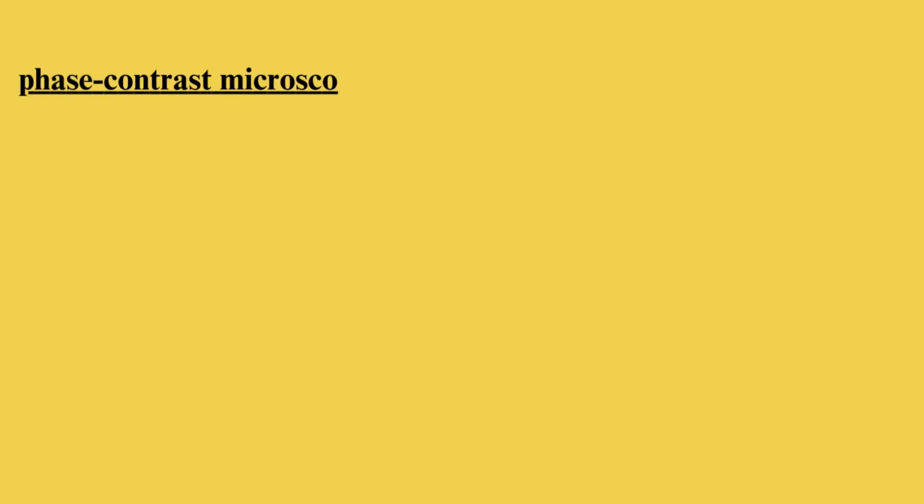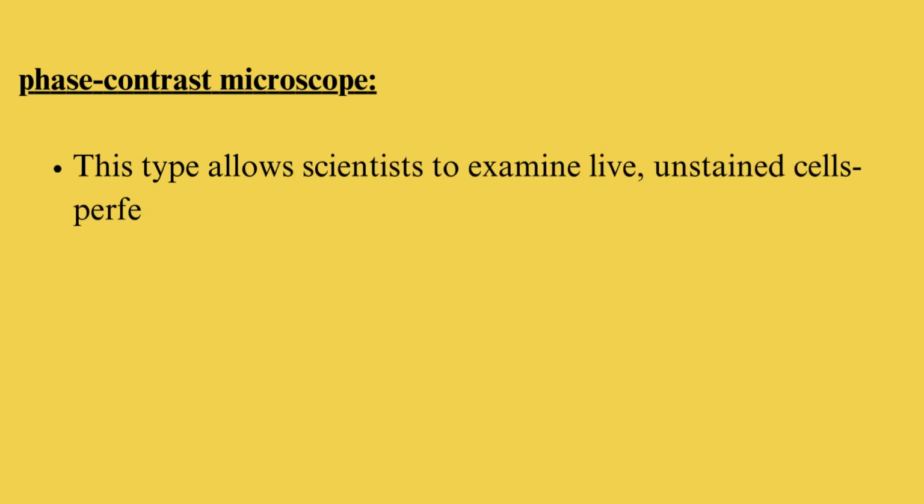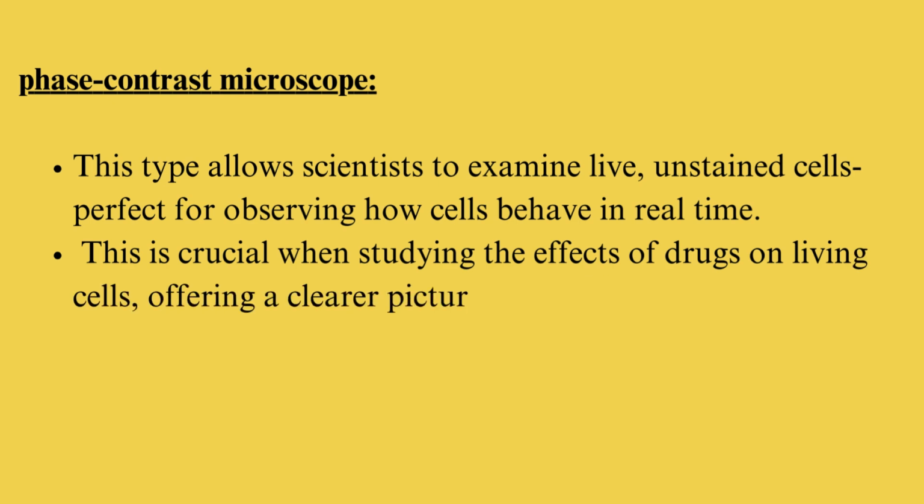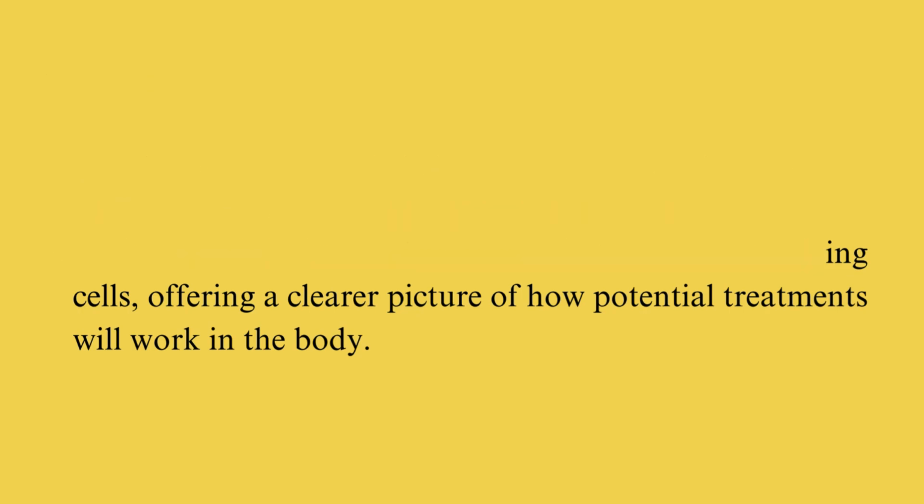Phase contrast microscope. This type allows scientists to examine live, unstained cells, perfect for observing how cells behave in real time. This is crucial when studying the effects of drugs on living cells, offering a clearer picture of how potential treatments will work in the body.